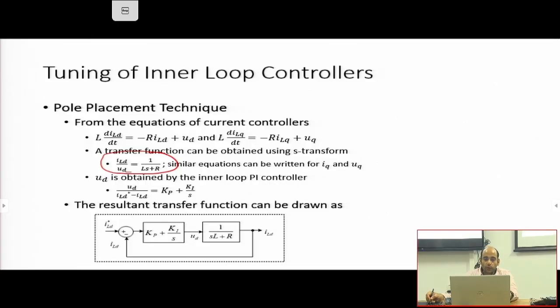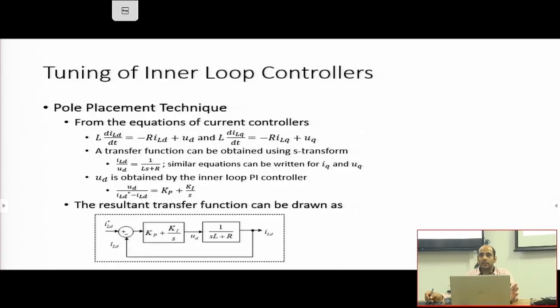And how do you get UD? UD is nothing but the output of the error multiplied by the PI controller, Kp plus Ki by S. The input is the error, ILD star minus ILD, given to a PI controller, and you get UD. So you can draw it as a transfer function like this: ILD star minus ILD, the controller Kp plus Ki by S gives you UD, and the transfer function is simply 1 by Ls plus R. You get ILD, you feed it back. So it becomes a very simple feedback transfer function.